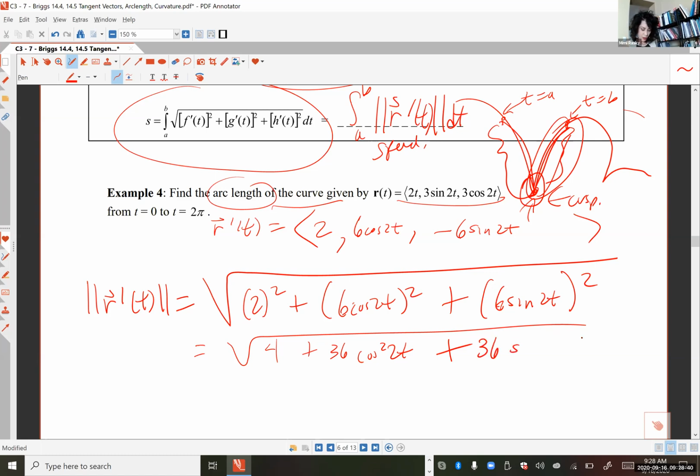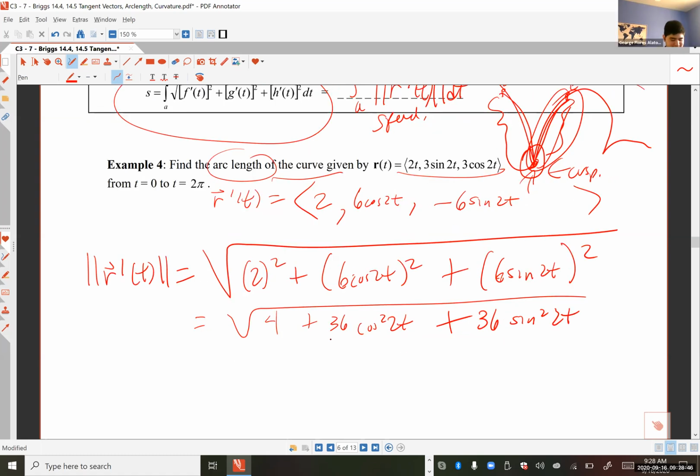Won't help. Okay, can this be simplified, Annie? Yes or no? Yes. Sure it can, because the last two terms you can factor out of 36.